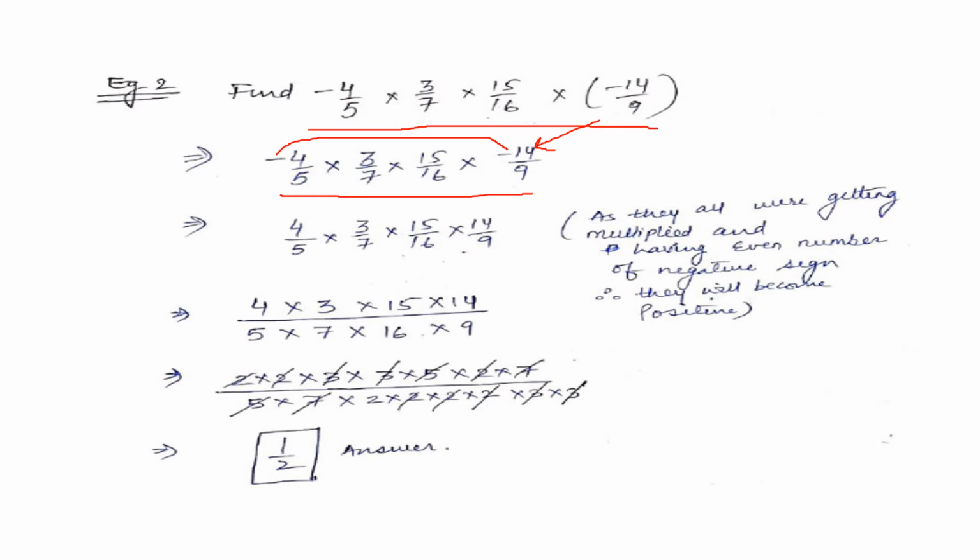So we all know from the last class also that whenever you multiply negative numbers 2 times, 4 times, 6 times, that is an even number of times, they become positive. When you multiply negatives an odd number of times, suppose you multiply negatives 3 times, what will happen? It will remain negative only. So in this case they are getting multiplied an even number of times, that is 2 times, so they become positive.